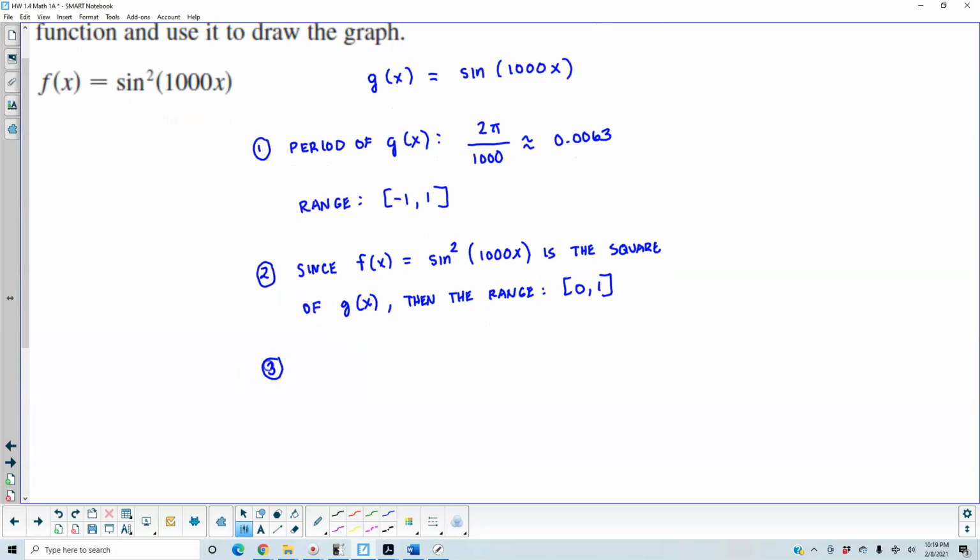So then we can make our viewing rectangle the following. It'd be -0.01 to 0.01 by 0 to 1.1.